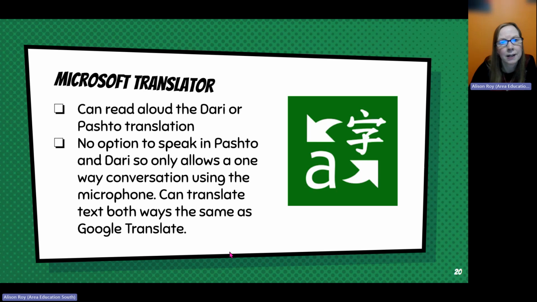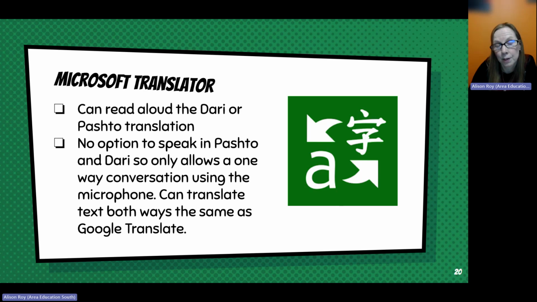Now, I mentioned earlier that Google Translate, the website, doesn't read aloud in Dari or Pashto, doesn't read the translation aloud. Microsoft Translator is another translating app, which we can add to school laptops, but if you've got a phone, you can add it as an app on your phone, and the pupils can add it as an app on the Chromebooks.